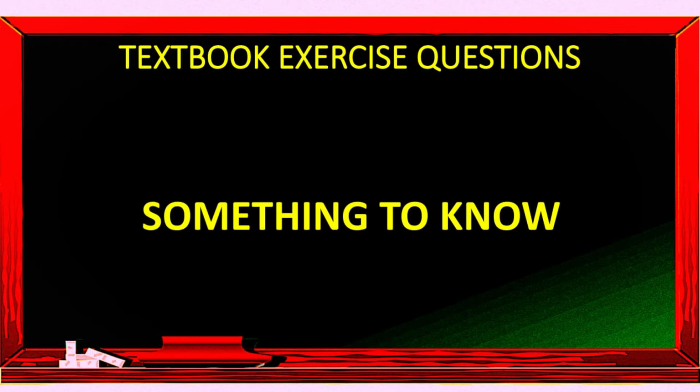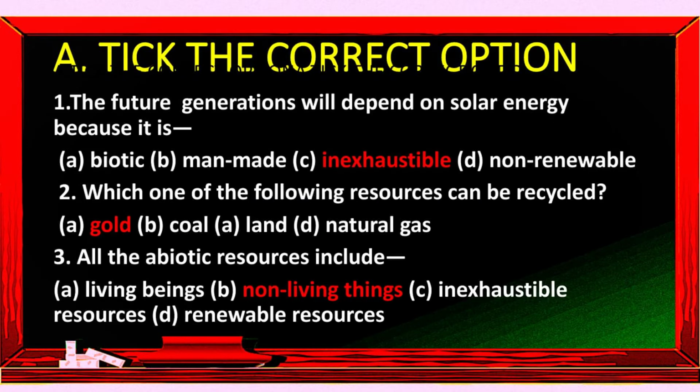Textbook exercise questions. A. Take the correct option. 1. The future generations will depend on solar energy because it is A. Biotic, B. Man-made, C. Inexhaustible, D. Non-renewable. Answer: Inexhaustible. 2. Which one of the following resources can be recycled? A. Gold, B. Coal, C. Land, D. Natural gas.